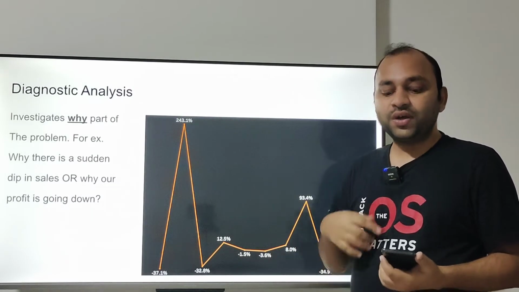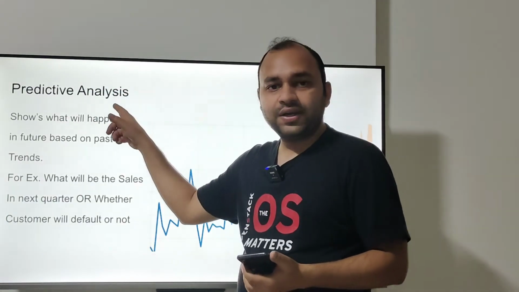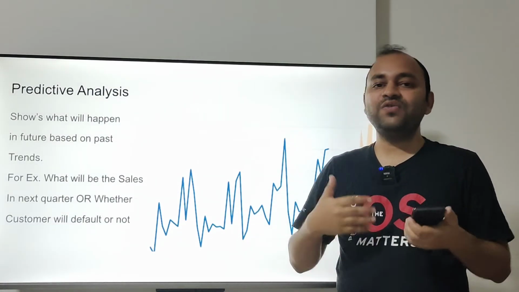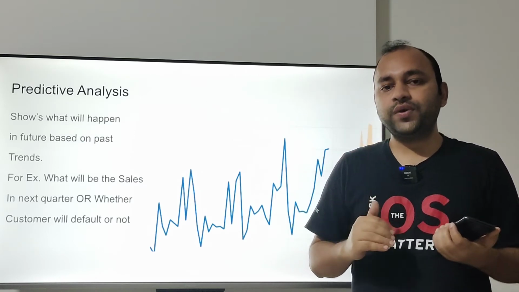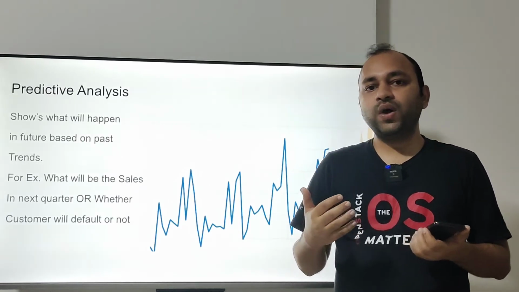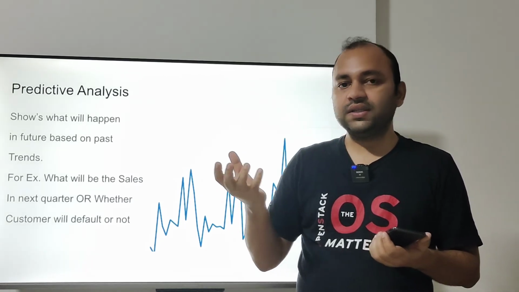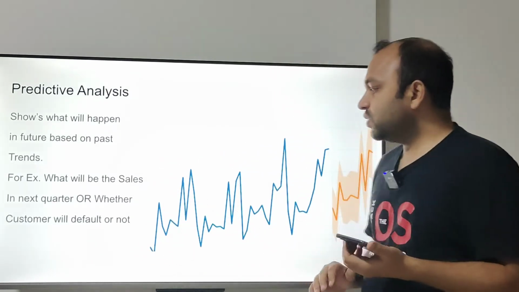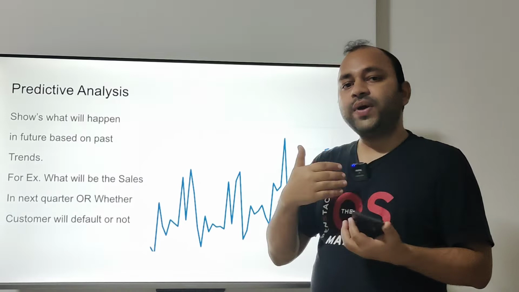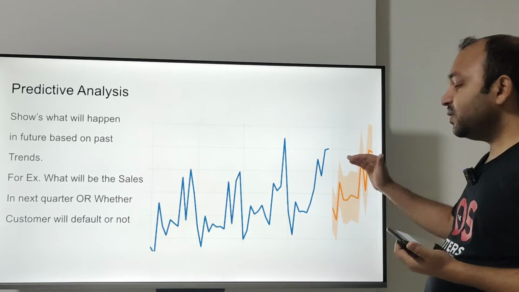Now let's move on to the third type of analysis, which is predictive analysis. Predictive analysis is about what is going to happen in the future. For example, if you already know that your sales is growing at 10%, and today you have X amount of sales, then tomorrow you will have a 10% increase, and that will be X plus 10%. Similarly, it tries to see the pattern in the historical data and predict what is going to happen in the future.